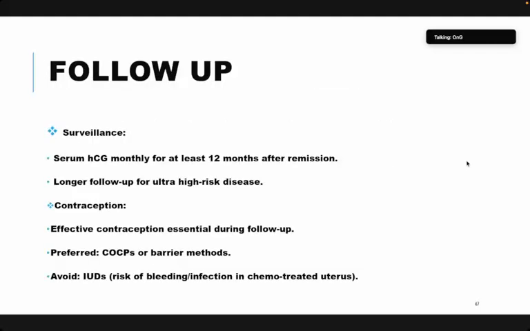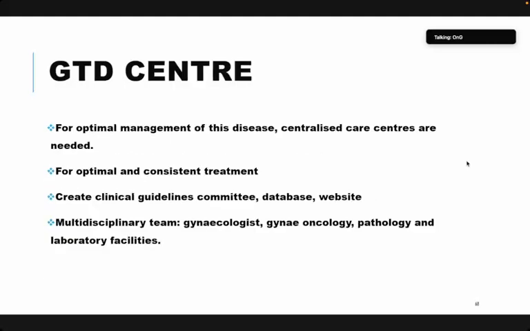In terms of follow-up, you do serum HCG monthly for at least 12 months after remission. Longer follow-up is recommended for the ultra-high risk group. Contraception must be given, as I've mentioned. And then there are GTD centers, which are recommended for optimal management of this disease, comprising a multidisciplinary team of gynecologists, gyne-oncopathology, and laboratory facilities.